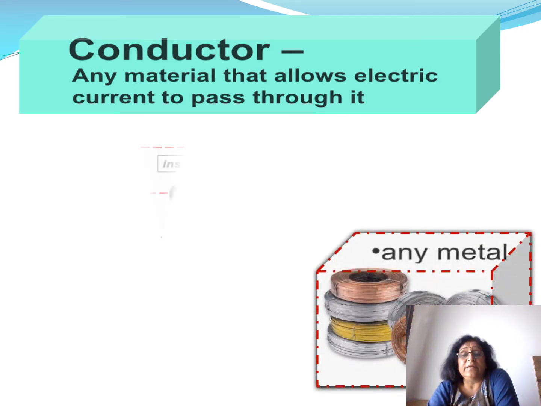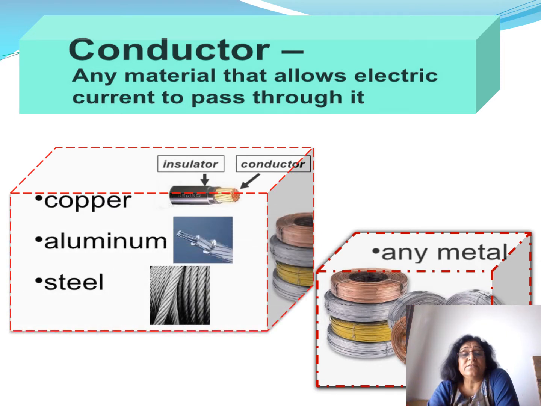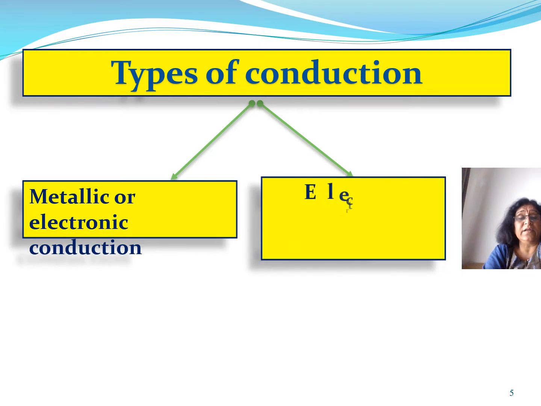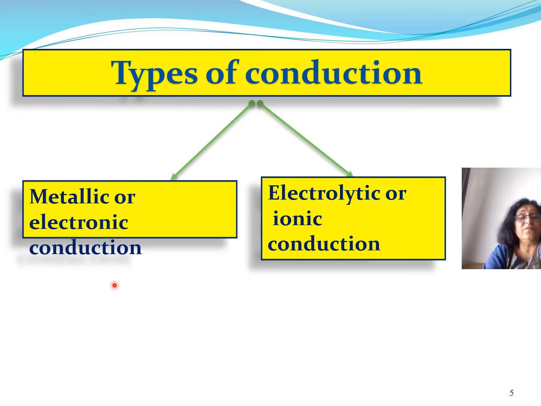So they are normally metals. Metals which allow the passage of current are called conductors, and metals which do not allow the passage of current are called insulators. So copper, aluminium, steel, they are metals which are conductors. Now, types of conduction. There are two types of conduction: metallic conduction or electronic conduction, and electrolytic conduction or ionic conduction. So metallic conduction happens through flow of electrons, while electrolytic conduction happens by flow of ions.